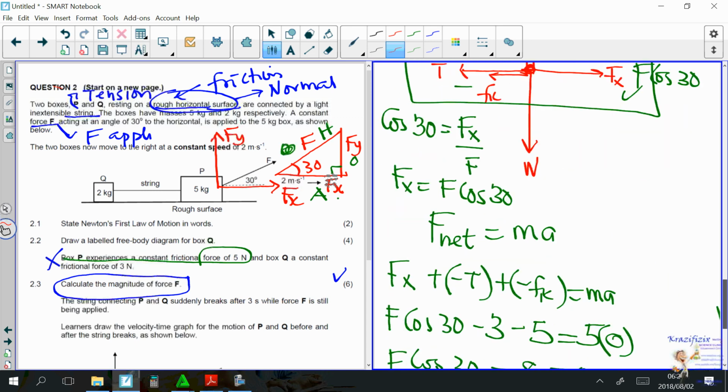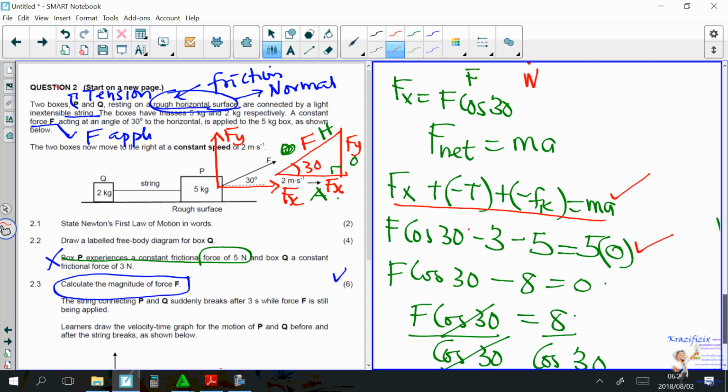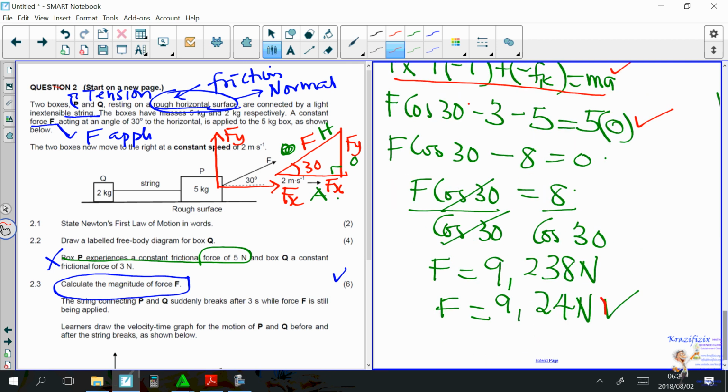We'll get the remaining 3 when you do your resolving. F cos 30 minus 5 minus 3 should give you 0. You get a mark there. By the way, for doing this again, you get your mark because the formulas are now different. That's 2 marks, and then your final answer with a unit, you get the 6 marks. Done. 6 marks done there.